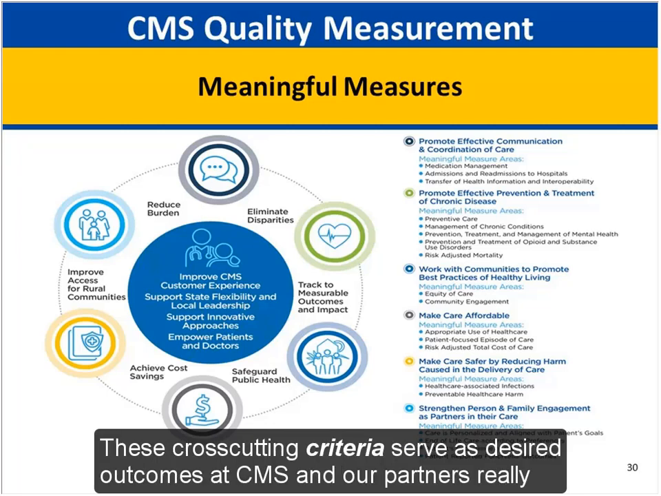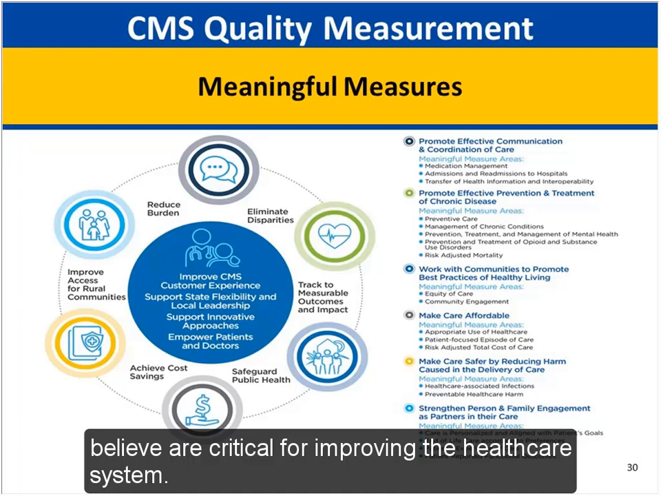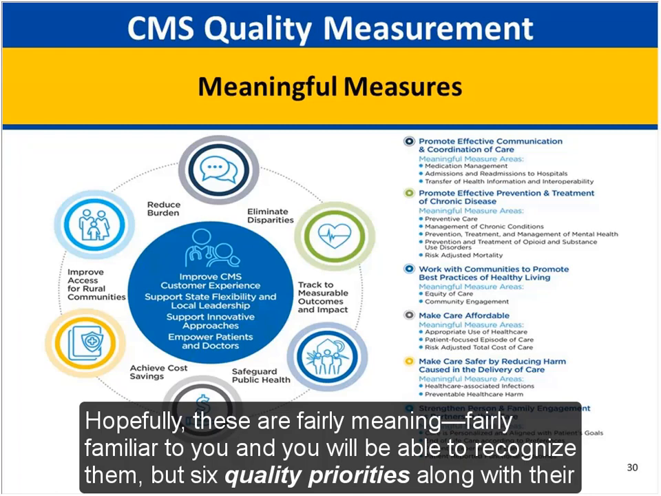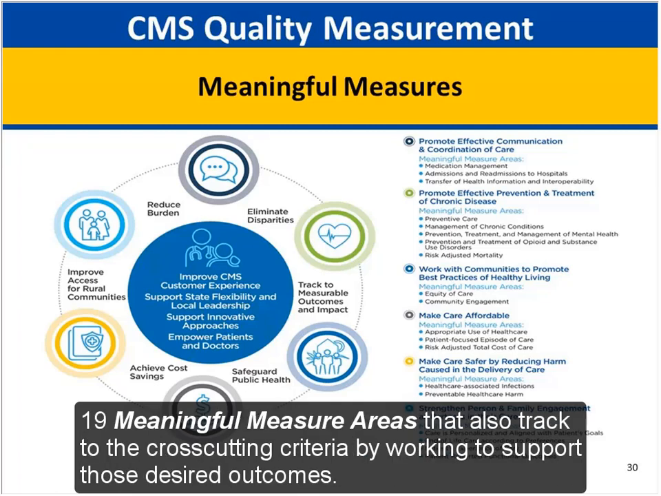These cross-cutting criteria serve as desired outcomes that CMS and our partners really believe are critical for improving the healthcare system. Shown pictorially in the little circles around, and then in bold on the right, there are 6 quality priorities. Hopefully these are fairly familiar to you. But 6 quality priorities along with their 19 meaningful measure areas also track to the cross-cutting criteria by working to support those desired outcomes.